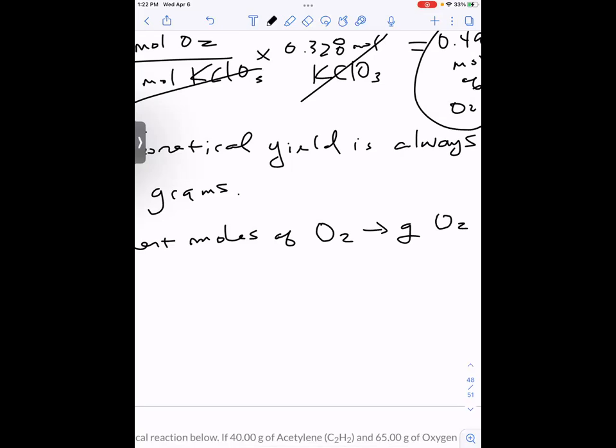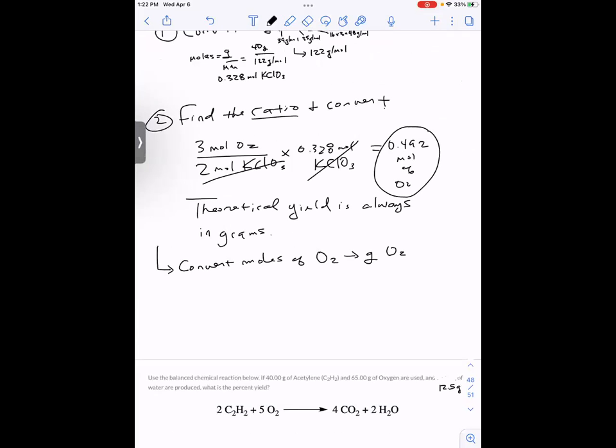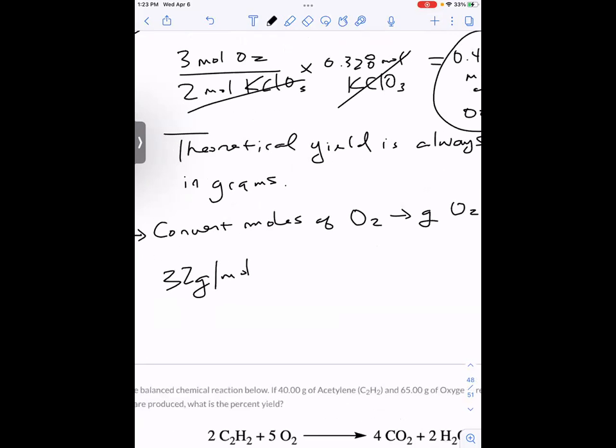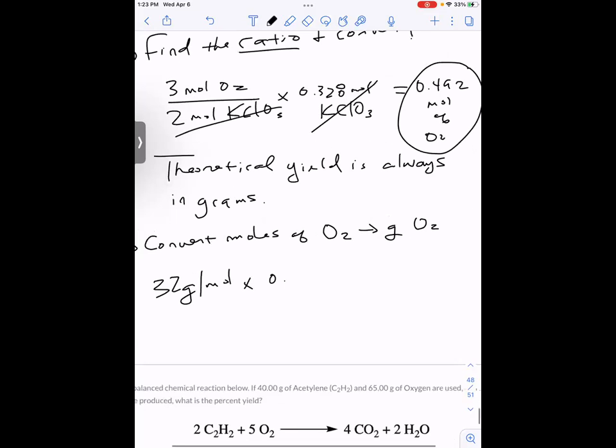All right. So we're going to convert moles of O2 to grams of O2. And again, we're going to use the molar mass. O2 has a molar mass of 32 grams per mole. See, Nazir, that's where that 2 comes in. Because the atomic mass of oxygen is 16, but because it's diatomic in this case, it's going to be 32, right? Because it's 16 times 2. So it's going to be 32 grams per mole times 0.492 moles. So moles are going to cancel. I'll be left with grams.